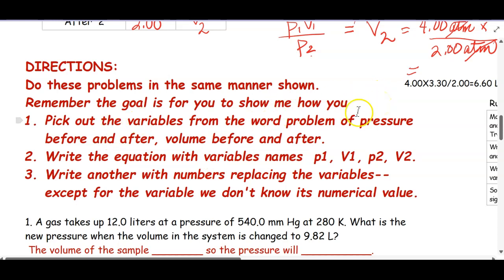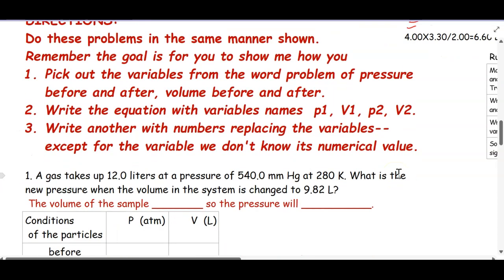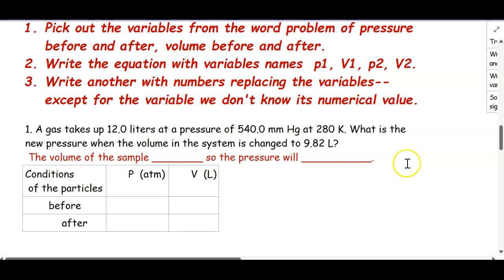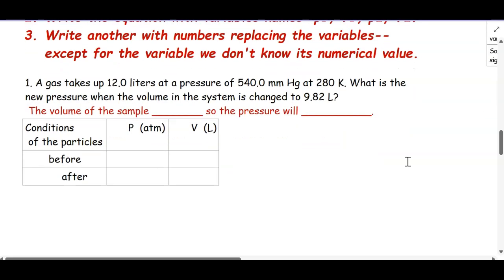The goal, remember, is for you to show me how you picked out the variables, how you write the equation with the variable names, and how you put the numbers in that replace the variables. All right, and then you get the final answer in the correct number of significant digits and the right number. All right, so let's read the next one aloud.